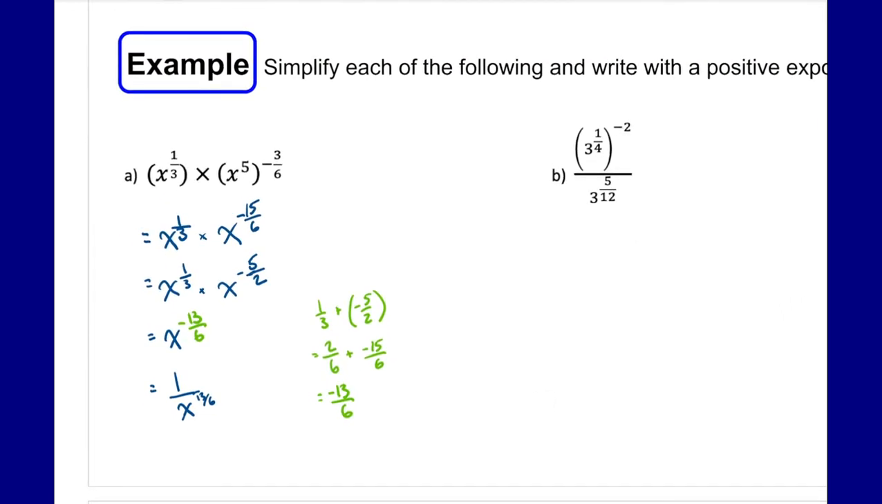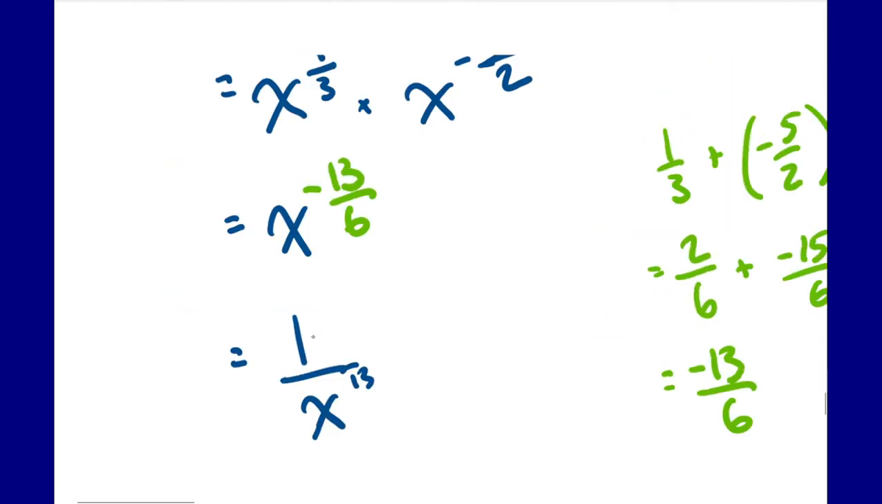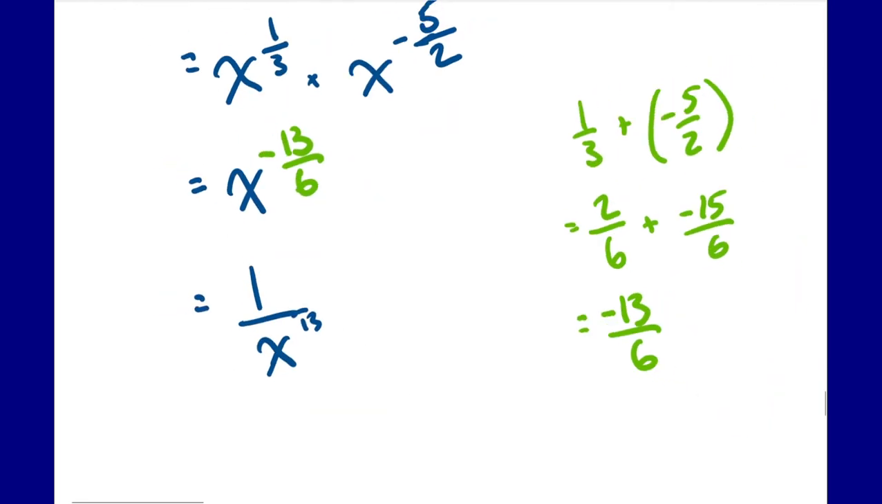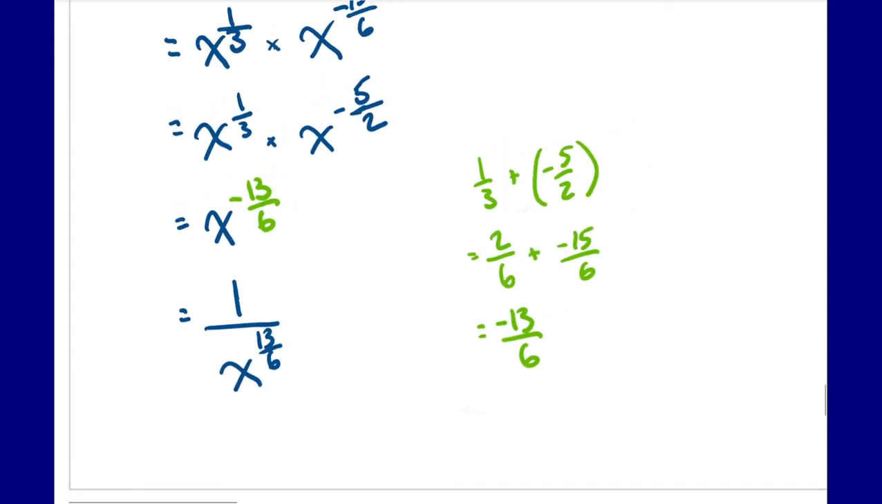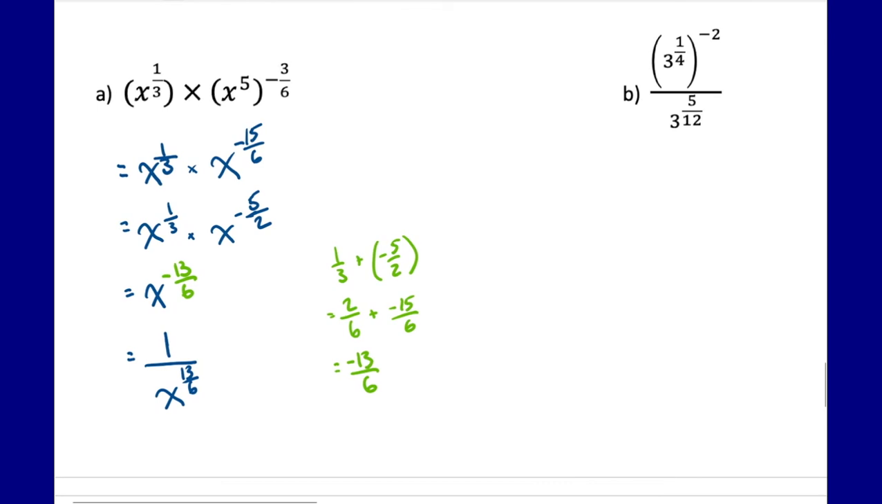So the main thing here, let me adjust this so we can see it fully, is 1 over x to the power of 13 over 6. We're just working with rational exponents. So really we're just working with fractions.